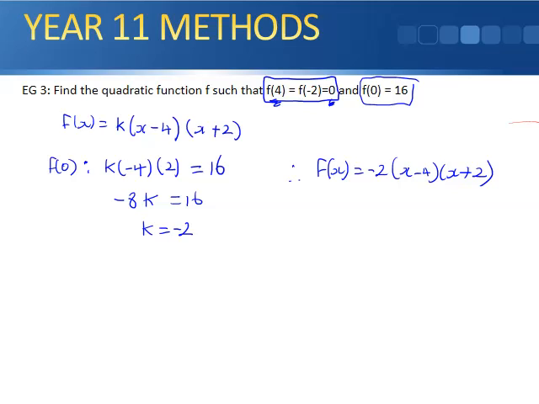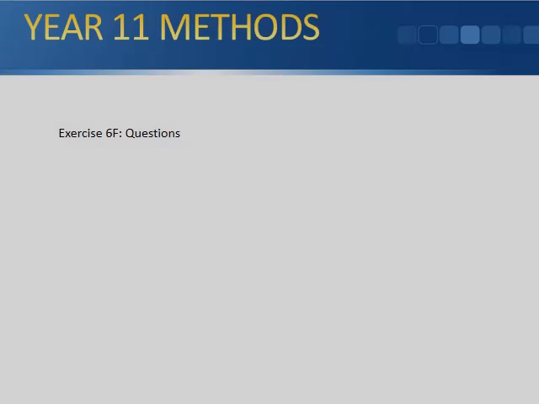Now I can expand that and collect like terms if I really want to. So we've got -2, x squared plus 2x minus 4x is minus 2x. This becomes minus 8. So I'll get -2x squared plus 4x plus 16. Probably the factorised form would have been easier. 6F questions.